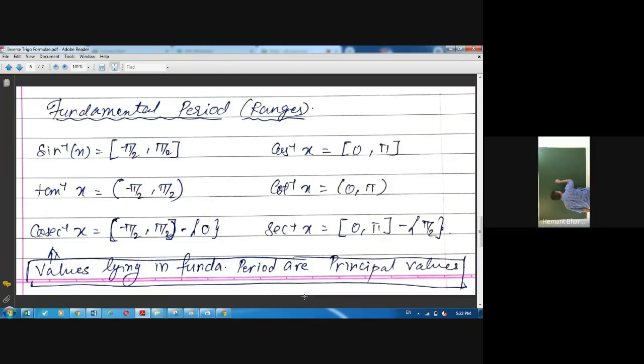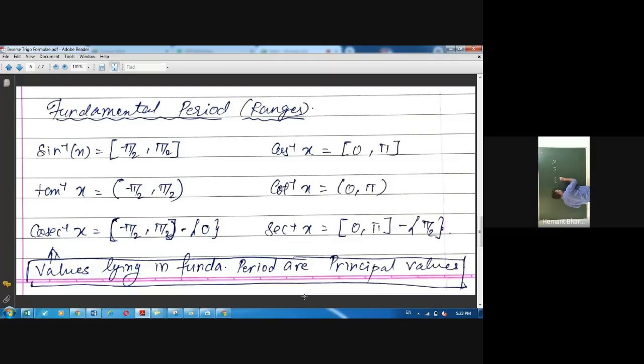Very important. What is principal values? The values which are lying in the fundamental period. Say for example, if I write sine inverse of x, then what will be the range of this? Minus pi by 2 to plus pi by 2. So the values which are lying in between this only will be called the principal value. All other values will be called general values.